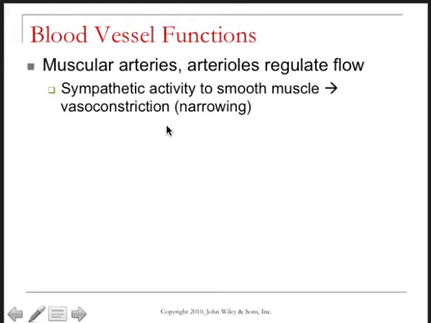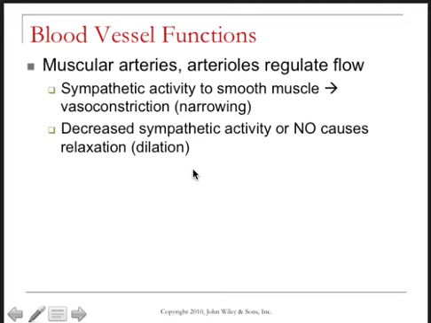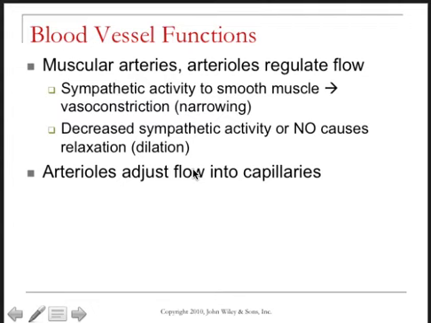So basically the difference in the diameter of these arteries is determined by the amount of sympathetic innervation that occurs. There is no parasympathetic role in this aspect of circulation. The arterioles adjust the flow into the capillaries, and they do that using special smooth muscle structures called capillary sphincters, which essentially can either shut off or open up an arteriole to allow a capillary bed to perfuse.